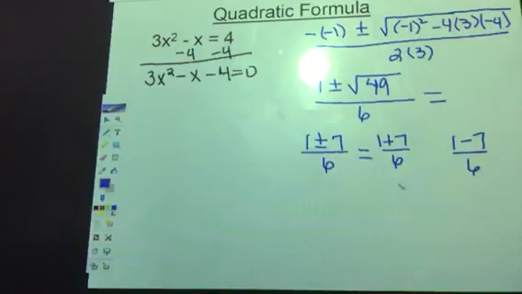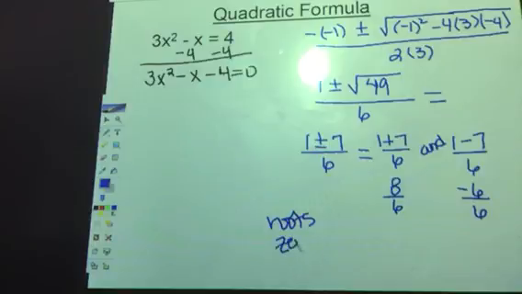Okay? So 1 plus 7 is 8. This is 8 over 6. And 1 minus 7 is, I'm sorry, negative 6. Okay? Simplify those, and your roots, your solution, your x-intercept is going to be x equals 4/3, and x is equal to negative 1.